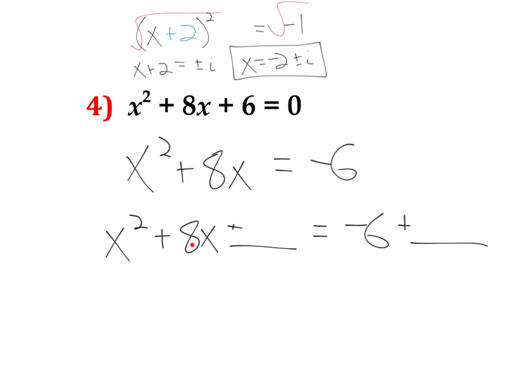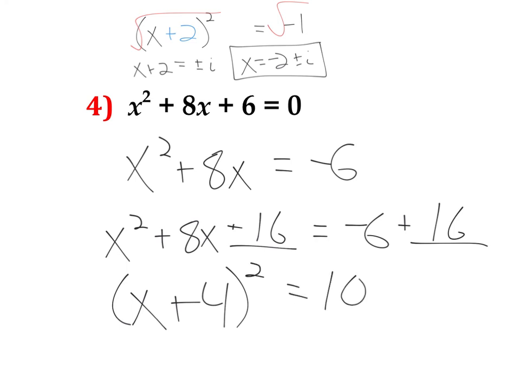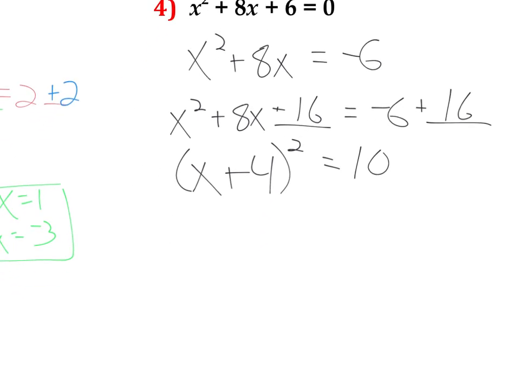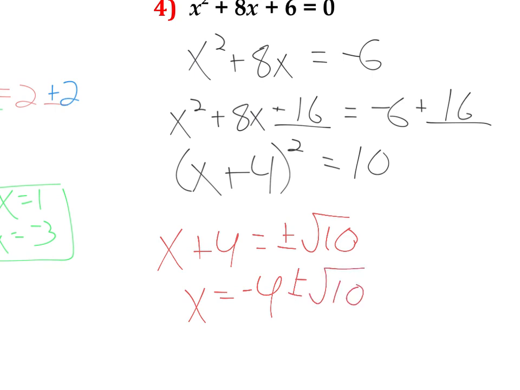Let's see, half of 8 is 4, so it'll go in the parentheses down there. And then squared is 16. This would be x plus 4. Remember, this number is always half of that. Quantity squared equals, that'd be 10. Negative 6 plus 16. We'll square root both sides. x plus 4 equals plus or minus radical 10, so it's going to be irrational. x is negative 4 plus or minus square root of 10.